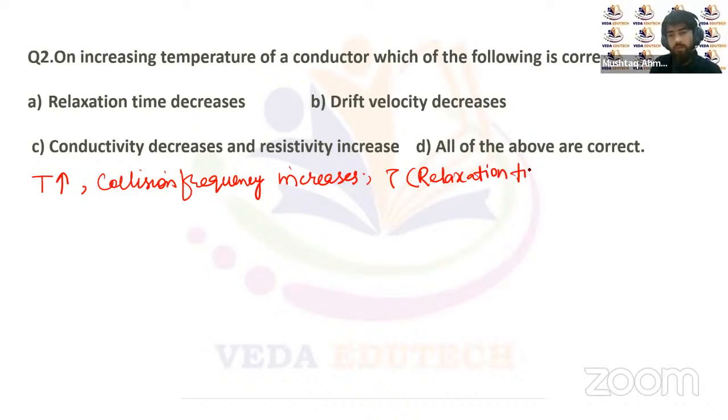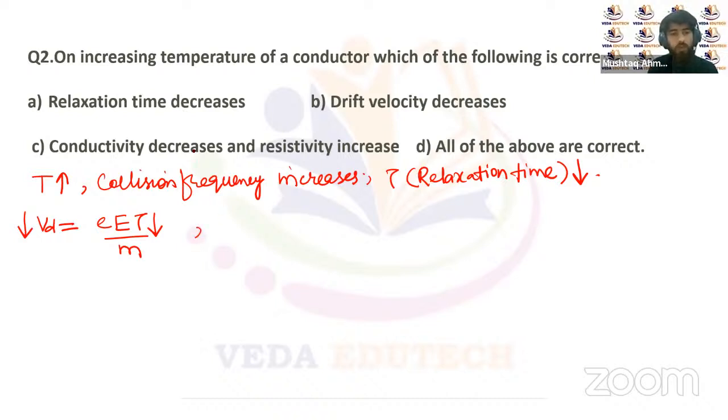Relaxation time decreases, right? Now the question is, what will happen to the drift velocity? So drift velocity is given by charge of electron multiplied with the electric field, tau upon m, where tau is the relaxation time. Now you can see here, if we increase the temperature, relaxation time decreases. If the relaxation time decreases, then the drift velocity will also decrease. It means that relaxation time will decrease, drift velocity will decrease.